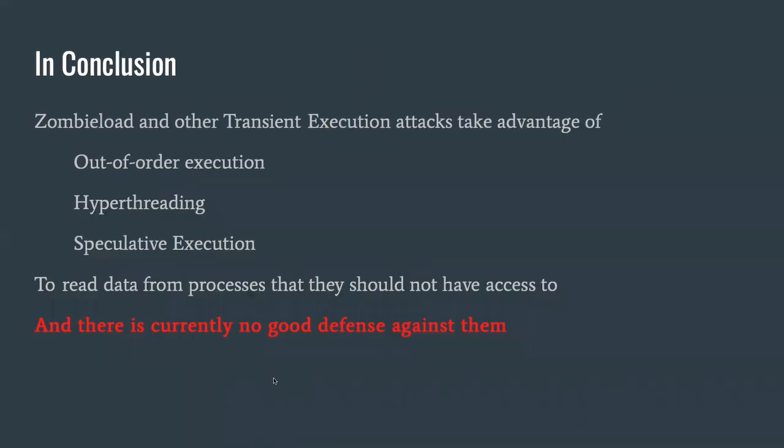So where does that leave us? Well, we have these attacks that take advantage of out-of-order execution, hyperthreading, and speculative execution, and allow an attacker to read data from processes that they should not have access to. And currently, there is no good defense against them.